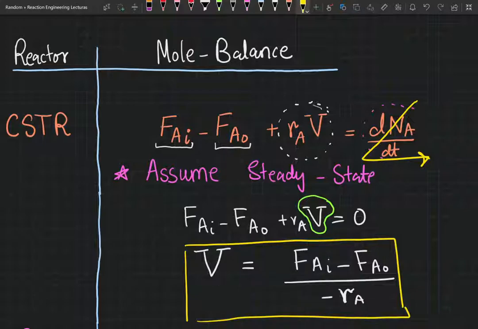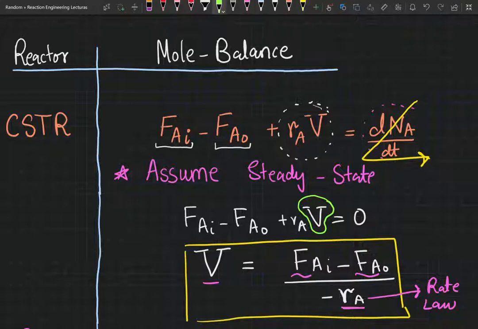If I know how much A I'm sending in and how much A I want in the outlet stream, and I have information regarding the rate law, r_A is going to be the rate law, then I'll be able to get the size of my reactor.